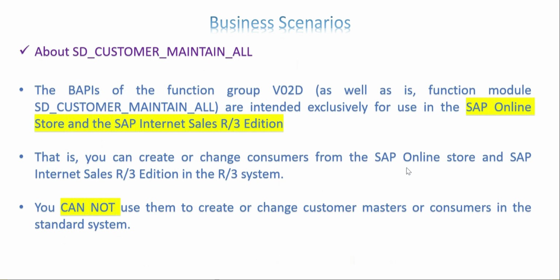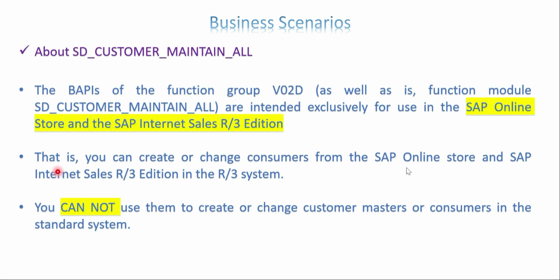Before getting to the system, here is what SAP says about this function module, or BAPI. This BAPI, SD customer maintain all, belongs to function group VD02, and it was created to fulfill a business scenario under the system SAP Online Store and the SAP Internet Sales R3 edition. It's not for all the systems in SAP, only for these two.